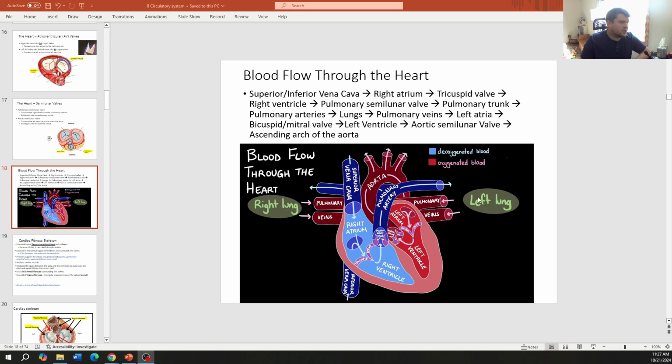It goes to the lungs, does its thing, gets oxygenated, drops off the CO2, and then it comes back through the pulmonary veins. Now it enters the left atrium. From the left atrium, it goes through the left AV valve, also known as the mitral valve, aka the bicuspid valve, and goes into the left ventricle. Finally, the left ventricle is going to squeeze and push the blood through the aortic semilunar valve into the ascending aorta, and then into the arch of the aorta, and then finally to the descending aorta.